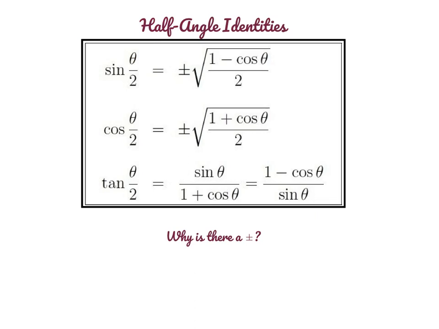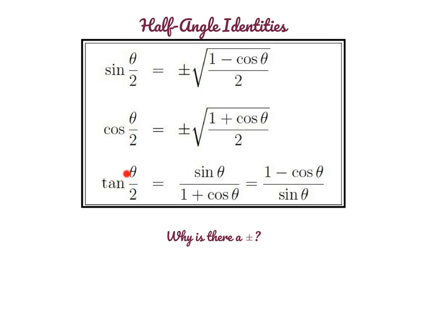Okay, so now we're going to move on to the half-angle identities. Here we have the half-angle identity for sine, which is plus or minus the square root of (1 minus cosine theta) over 2. For cosine, the half-angle identity is plus or minus the square root of (1 plus cosine of theta) over 2. Notice both of the 2's in the denominator are within your square root. That's really important to note.